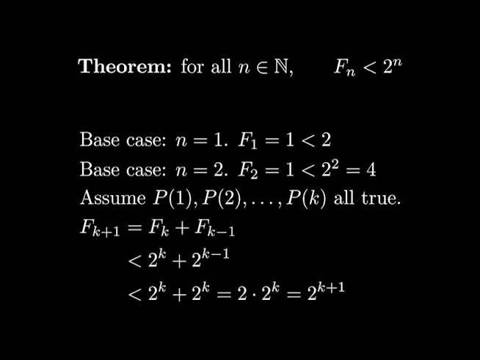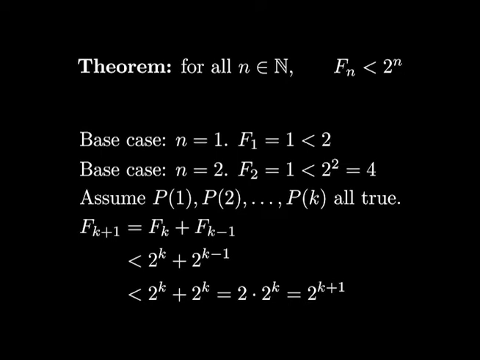Then we have f sub k plus 1 is f sub k plus f sub k minus 1 by definition, which is less than 2 to the k plus 2 to the k minus 1 by the strong induction hypothesis, which is less than 2 to the k plus 2 to the k, which is 2 times 2 to the k, which is 2 to the k plus 1. And we are done.